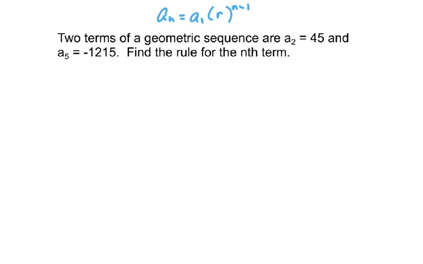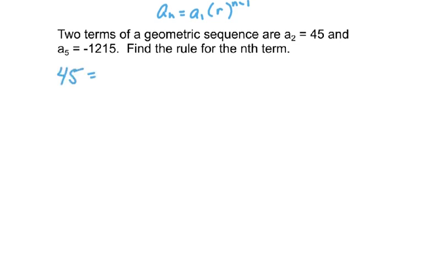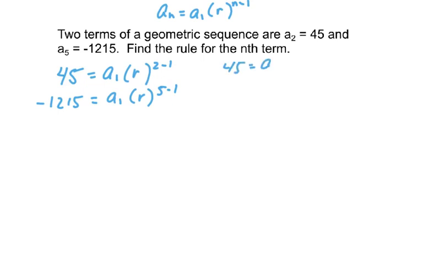When this happens, one of the things we can do is create a system of equations. So we would have 45 equals a sub 1 times r to the 2 minus 1 power, because that's a sub 2's value. And then negative 1,215 equals a sub 1 times r to the 5 minus 1 power. So I'm just going to go ahead and rewrite these. 45 equals a sub 1 times r to the first power. Negative 1,215 equals a sub 1 times r to the fourth.